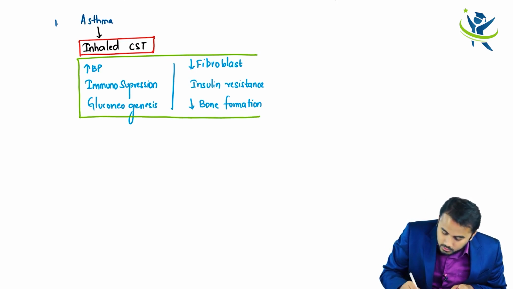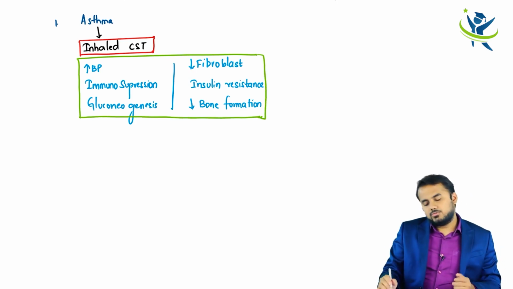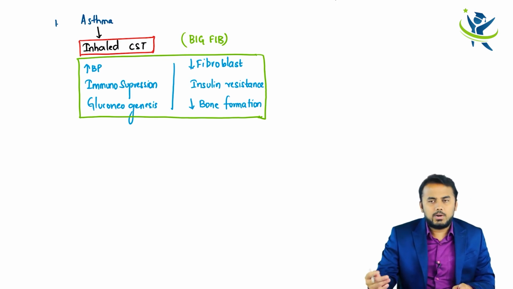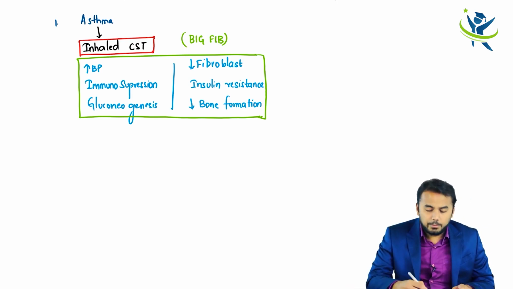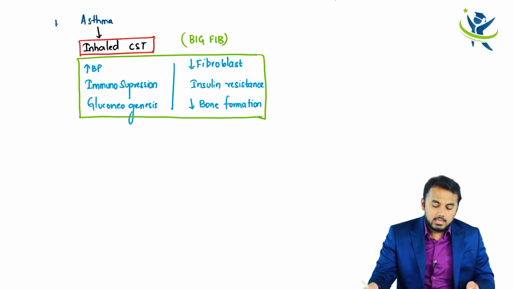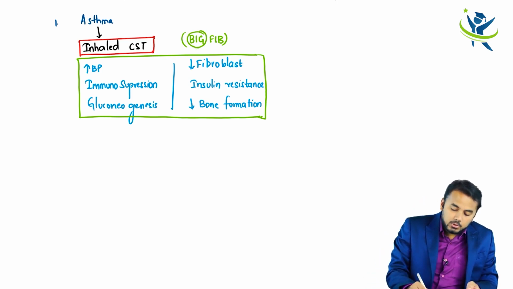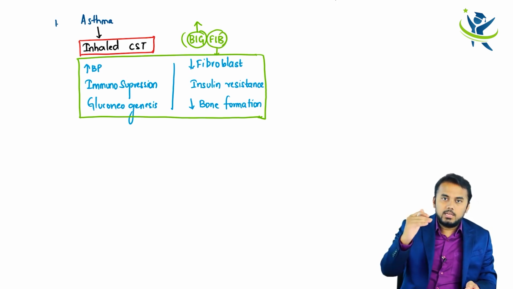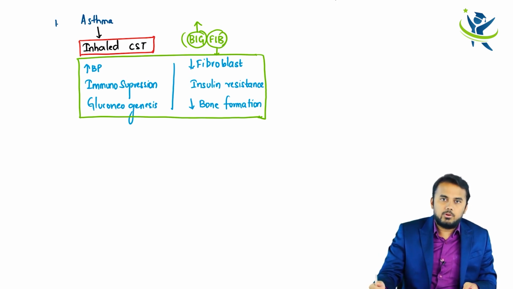You will learn it in your physiology lectures, but as we have discussed this, let me mention it to you. Remember this by the mnemonic, big fib. Anyways, this is not a part of microbiology, this is a part of physiology, but let me explain it to you. Big fib. What does big fib stand for? B is BP, I stands for immunosuppression, G stands for gluconeogenesis. The first three are responsible to increase. The next three are responsible to decrease: decrease fibroblast activity, insulin resistance, and decrease bone formation.